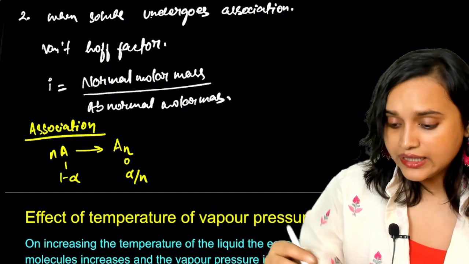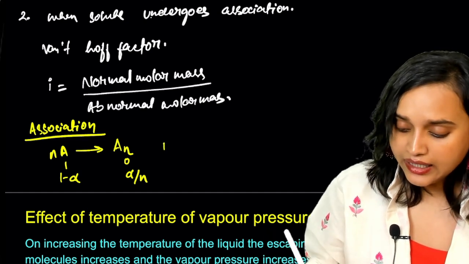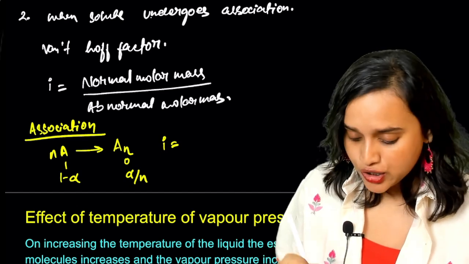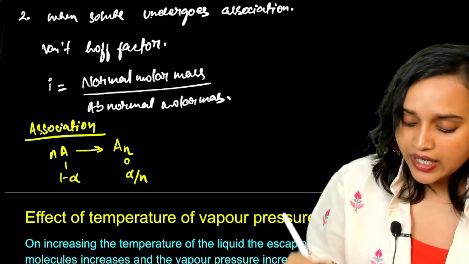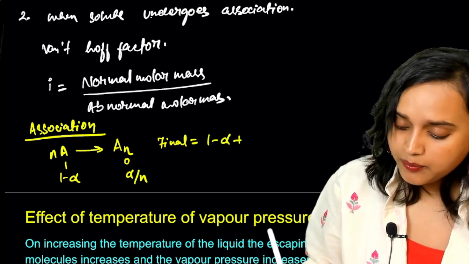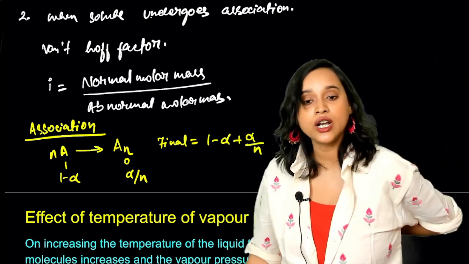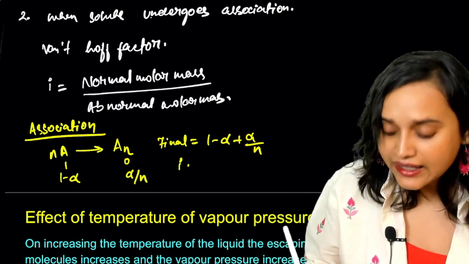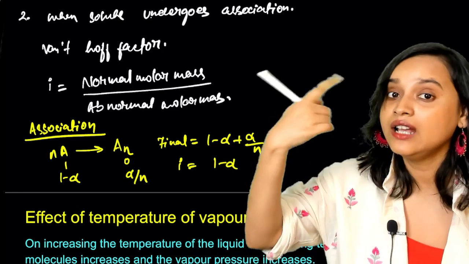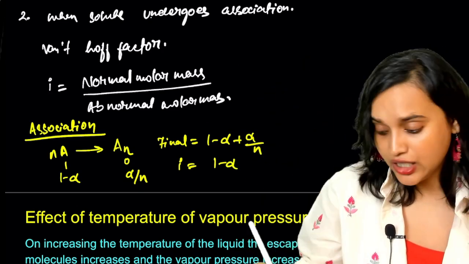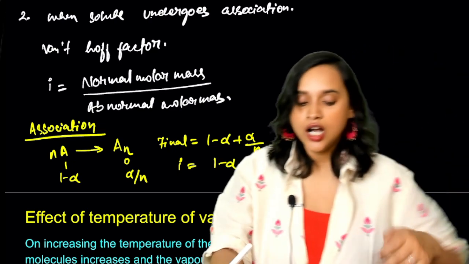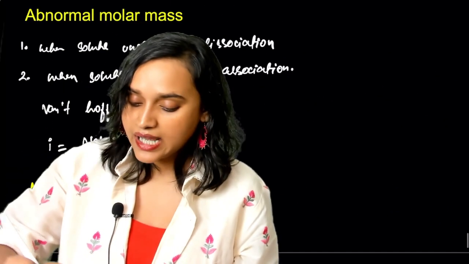So I for association is going to be the final number, 1 minus alpha plus alpha divided by n. Do you all agree? That means i can be written as n final divided by n initial, so 1 minus alpha plus alpha divided by n. This will be for association.